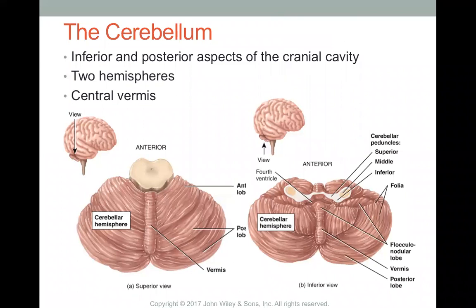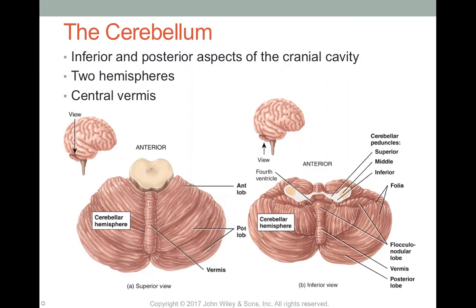The cerebellum. Before we continue, actually, the functions of the brainstem and the other structures, there's a table located in your book, table 14.2, that goes over the summary of those structures and their functions. Now we'll move on to the cerebellum.